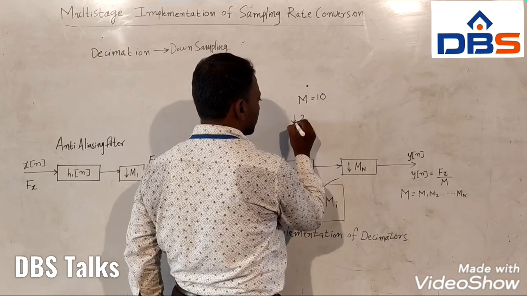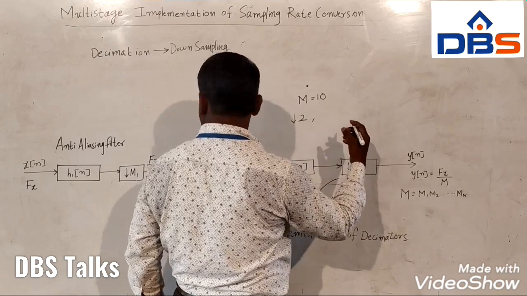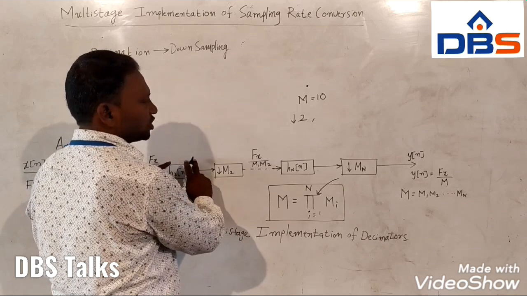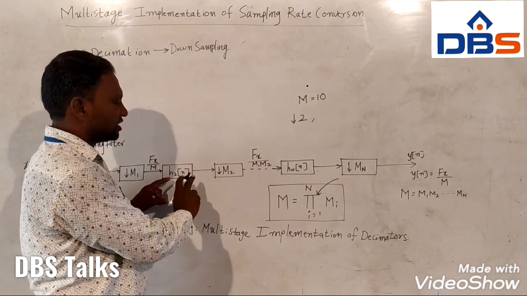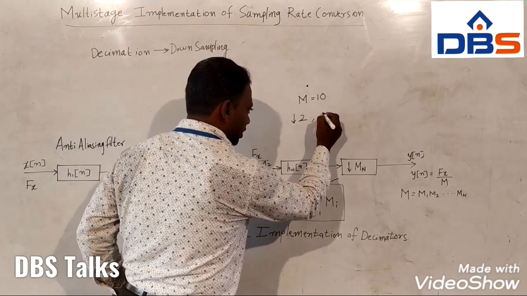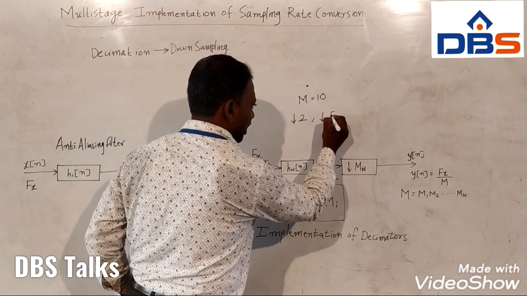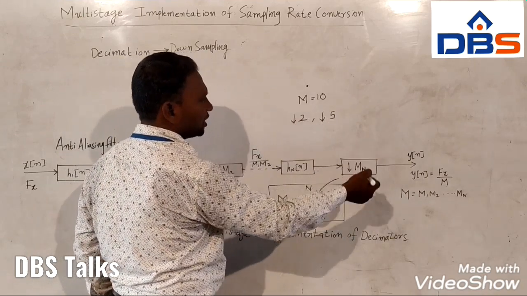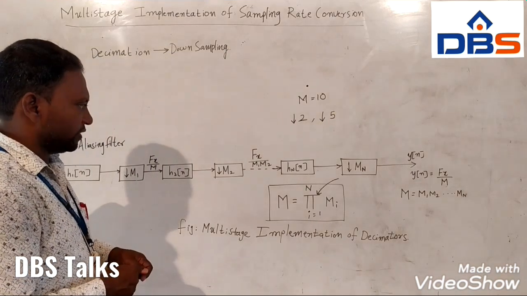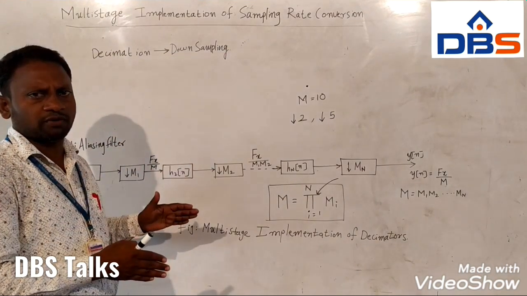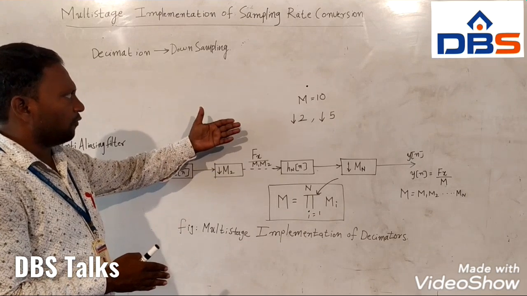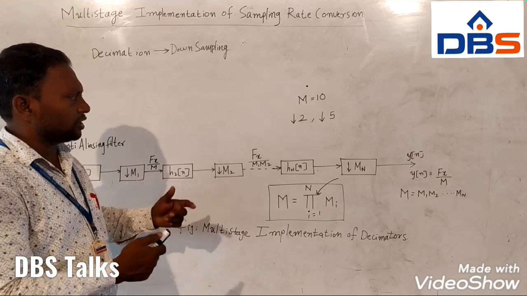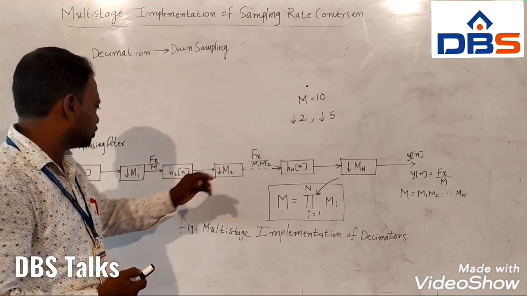So here also it is the same: the final capital M is equal to the product, i equal to 1 to N, of Mi. Here pi indicates product or multiplication of all the Mi's. Suppose capital N is 3, you will get M1, M2, M3. So finally yn is Fx by M, where Fx is the input sequence and M is the overall decimating factor. Suppose, as in the previous case where we considered L equal to 10, here also you take M equal to 10.